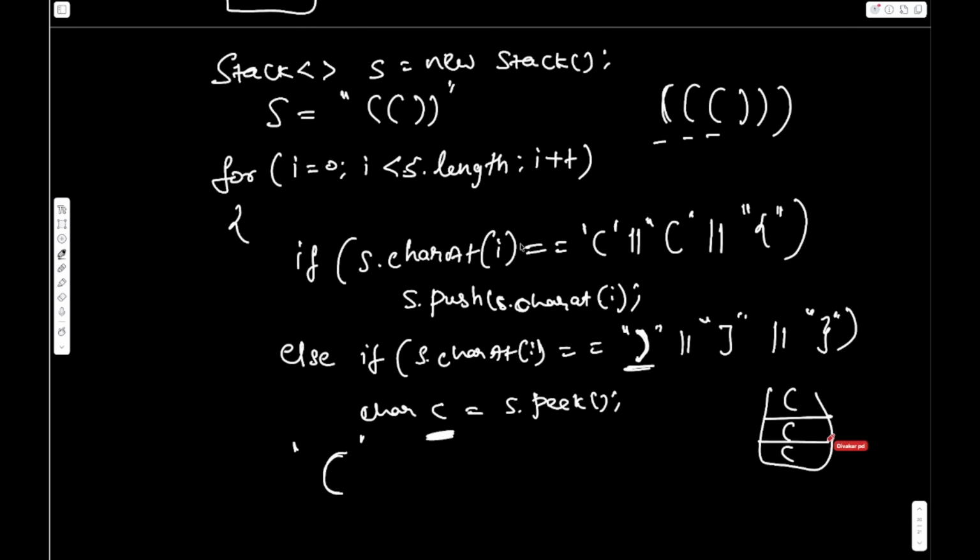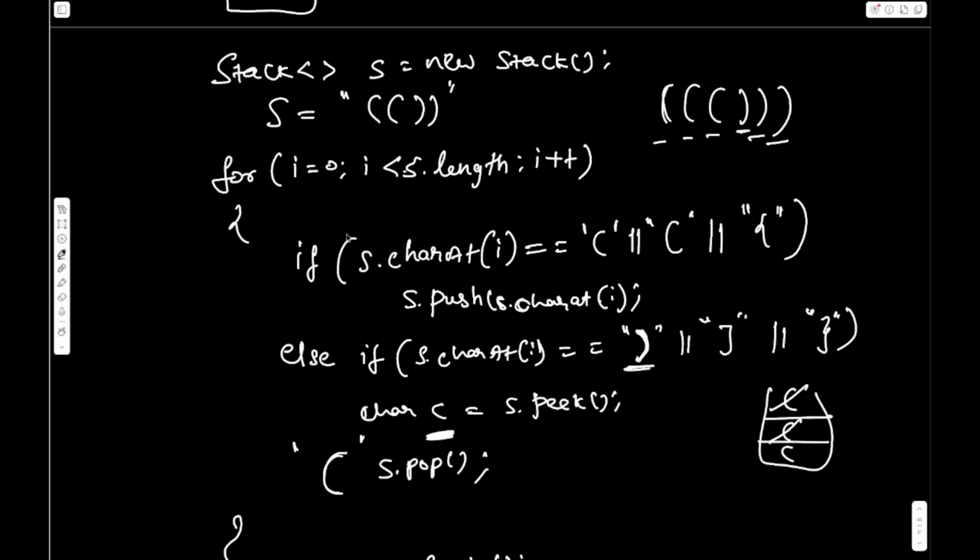Then this particular character comes, so the top got closed. We will do s.pop. After that, in the next iteration, again it is a closing bracket, so again we pop, and then the last one. So what do we have to return? If s is empty.